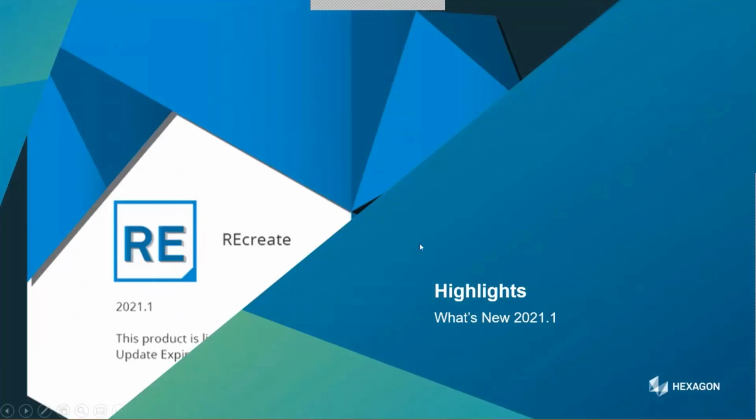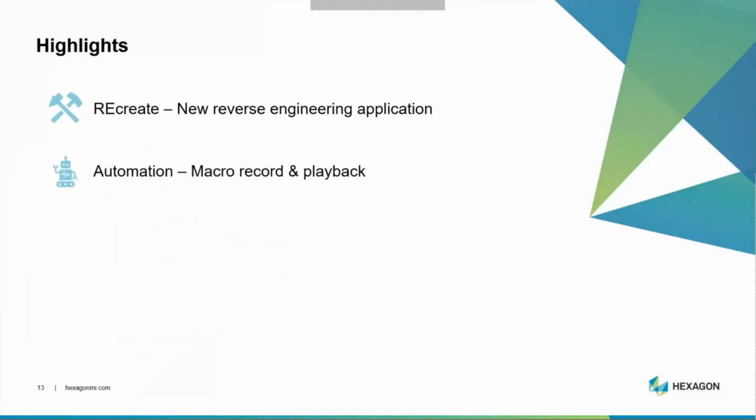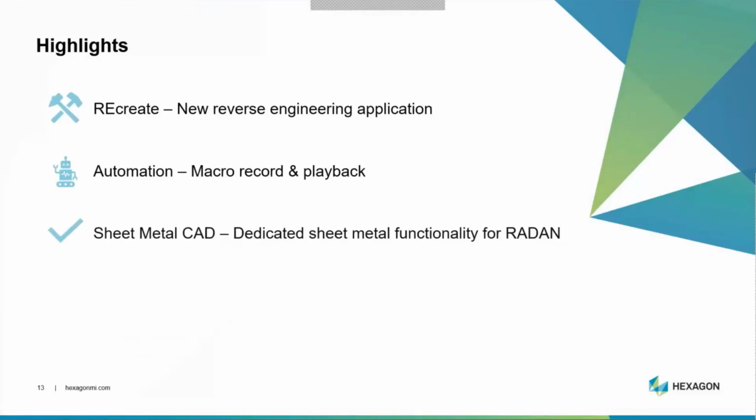So this brings me to my highlights for this release. We've got 3 highlights. The first one is Recreate, which is a new reverse engineering application. Secondly, we've got automation in the form of macro recording and playback. And thirdly, we've got our sheet metal CAD, which is dedicated functionality for the Radan teams.